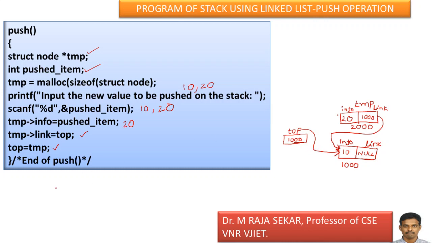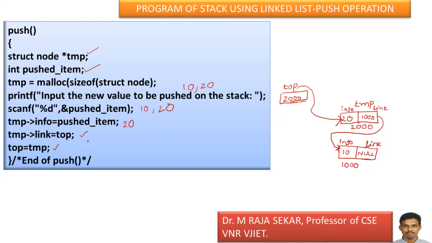Now let me write. Otherwise let me remove this one. Just a minute. Top equal to TMP. Yes. Top equal to TMP means what? This is the code. Top equal to TMP. Top is a variable whose value is TMP. What is my TMP value? 2000. Therefore, this top will point to this particular node, isn't it? Yes. Now where can I go?